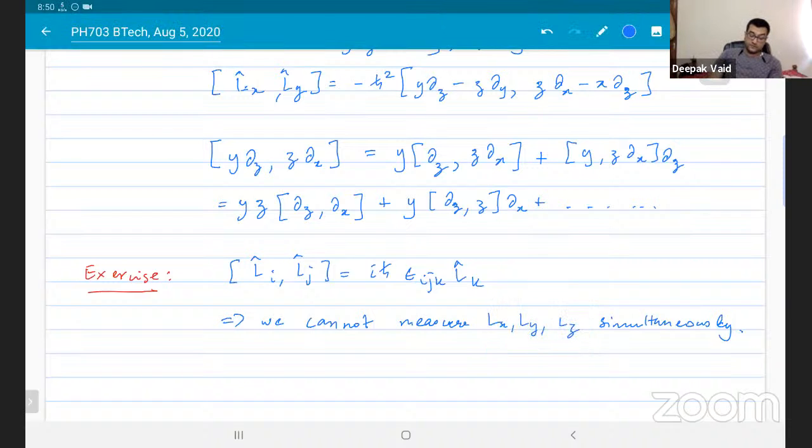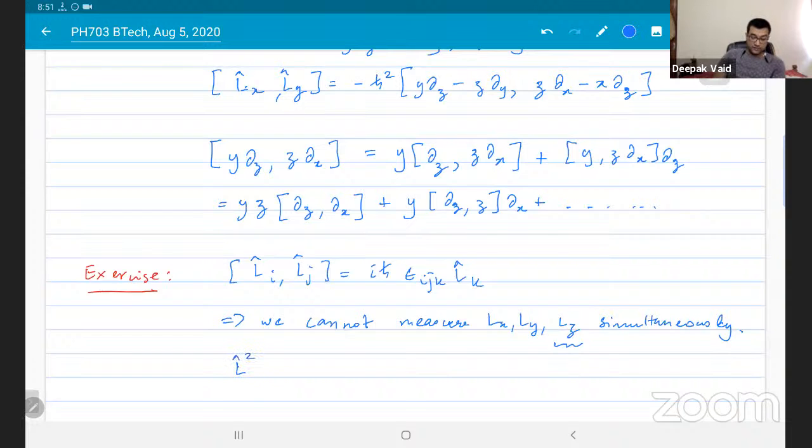So what does that mean? That means if we write down a quantum state, it can be an eigenstate of only one of these operators. Right. So conventionally we use Lz as that operator. So we look at eigenstates of Lz. But these operators don't commute, but there is another operator that does commute with all three of these operators.